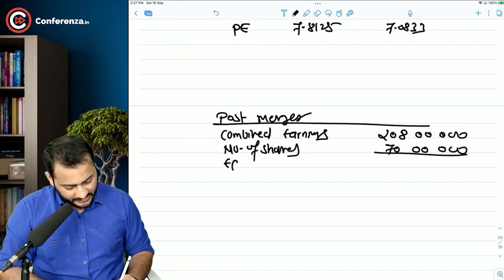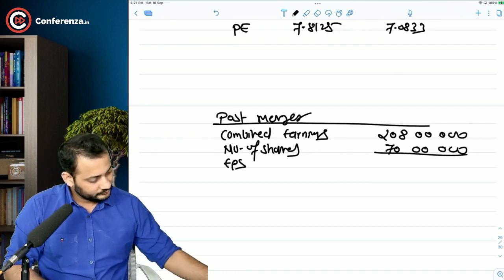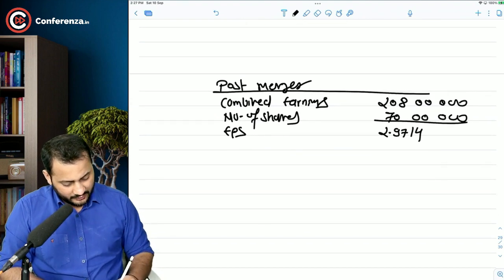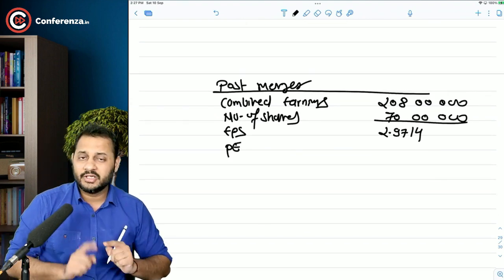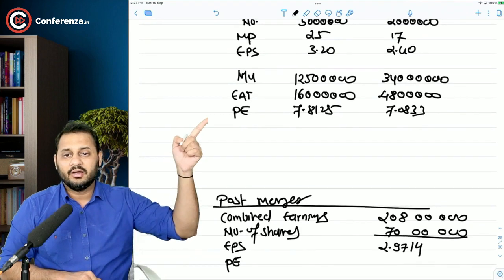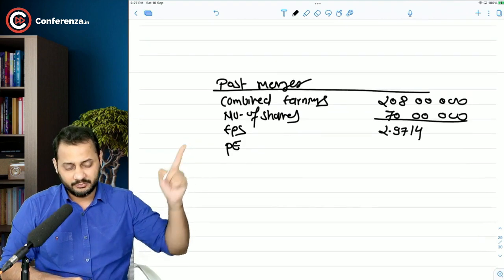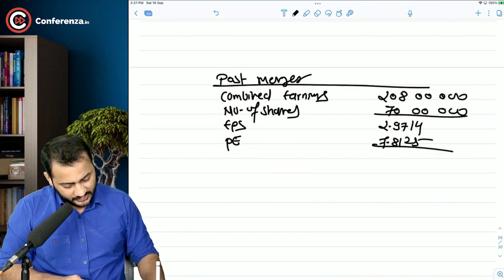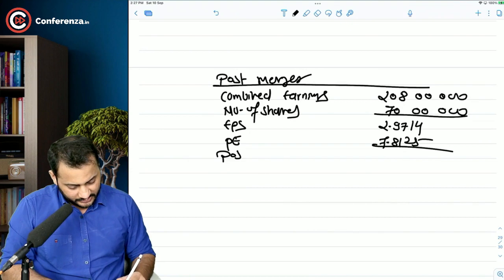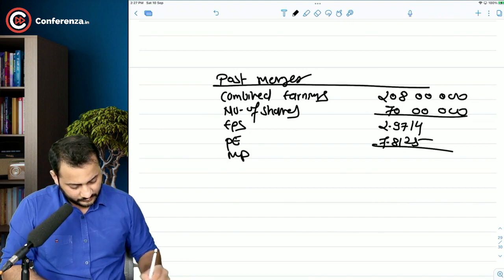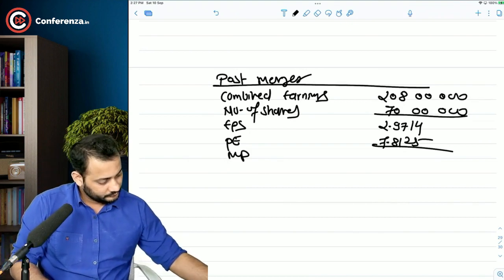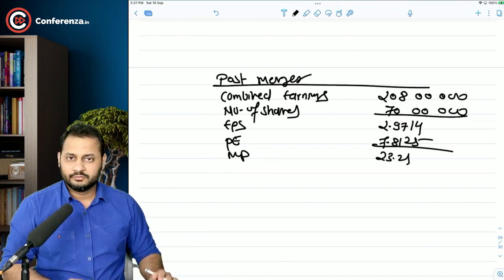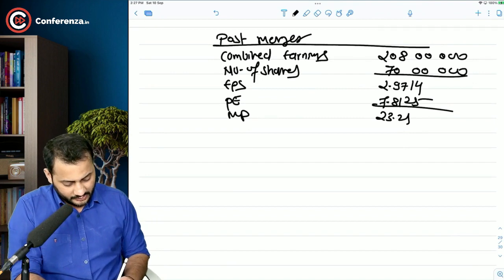So post merger EPS will be 2.9714, and we are going to keep the pre-merger PE ratio of the acquirer the same after the merger, 7.8125. This will give you the post merger market price, 23.21.